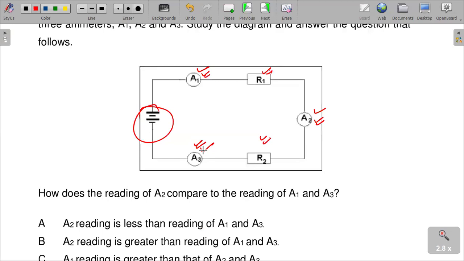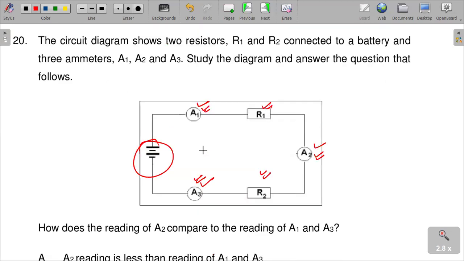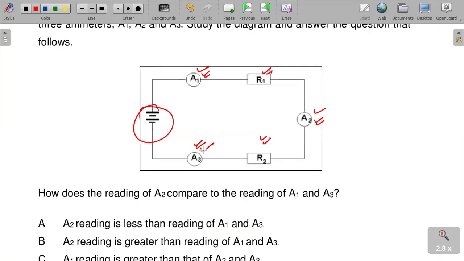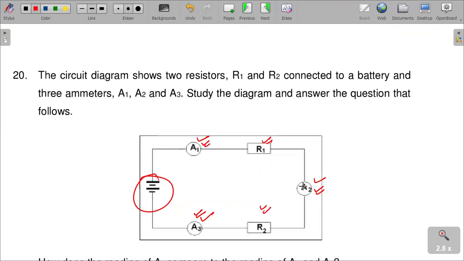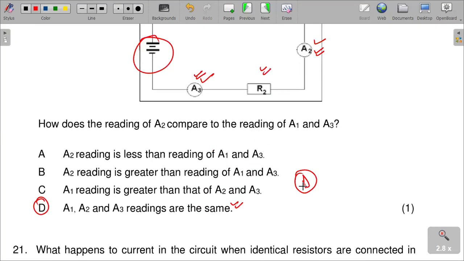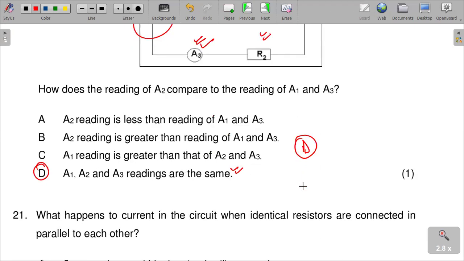So you should understand that the A1, A2, and A3 readings are the same. They have the same readings, which we can understand that D can actually give us the best answer.